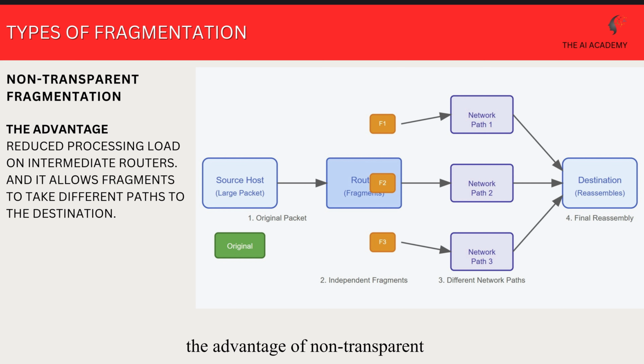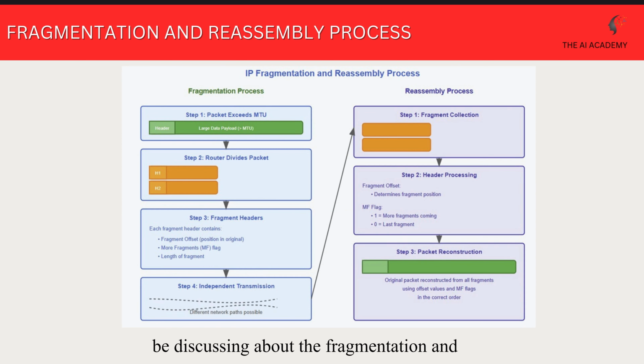And the advantage of non-transparent fragmentation is the reduced processing load on intermediate routers. And it allows fragments to take different paths to the destination. Now we will be discussing the fragmentation and reassembly process. Here's a step-by-step breakdown of how fragmentation and reassembly work.